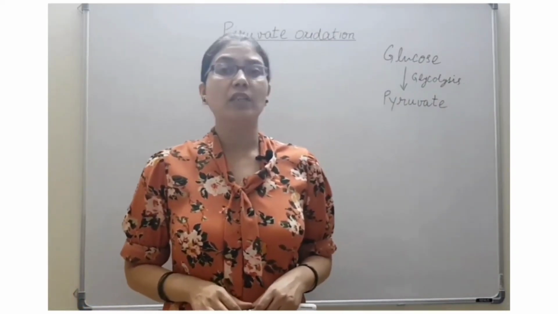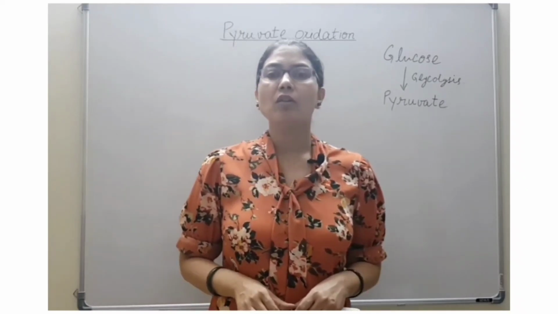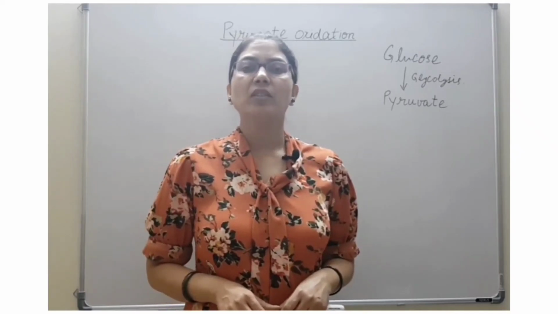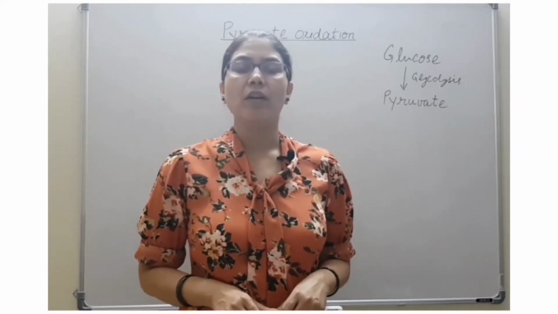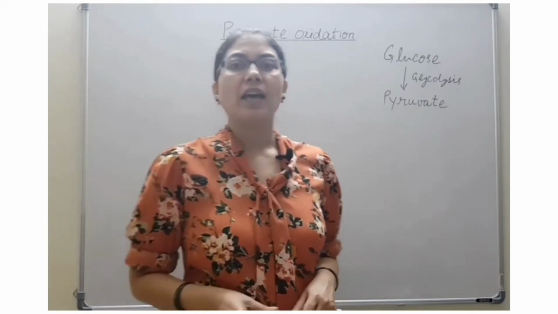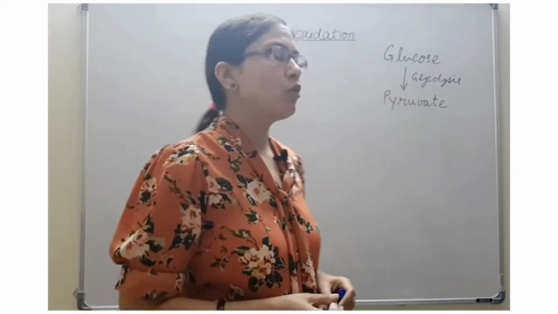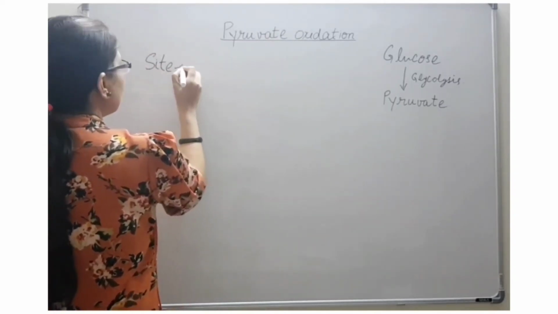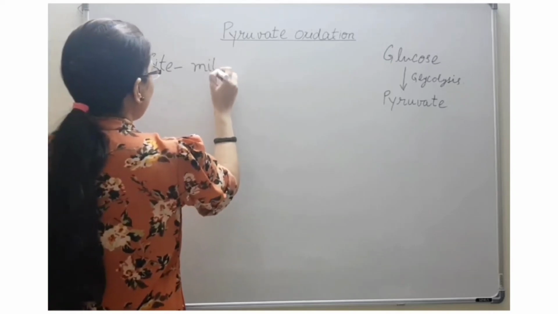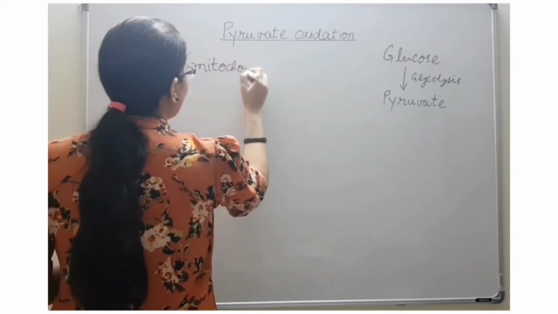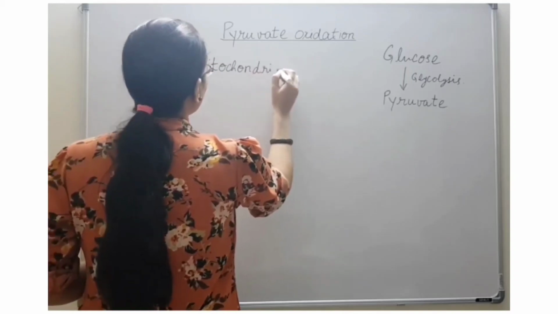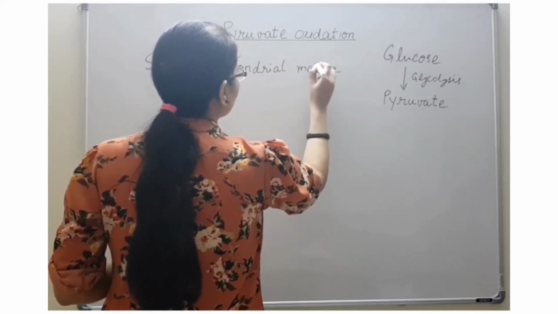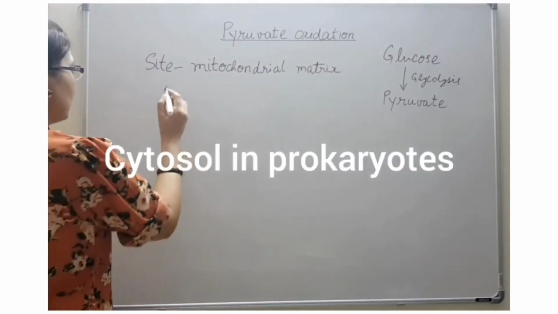Now, what is the fate of this pyruvate? If the molecular oxygen is present, we have seen that in cell aerobic respiration takes place and this pyruvate undergoes further oxidation. The site of the pyruvate oxidation is mitochondrial matrix. Now let us see the reaction.